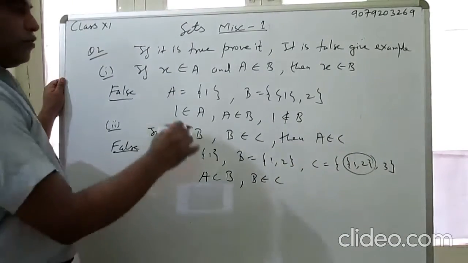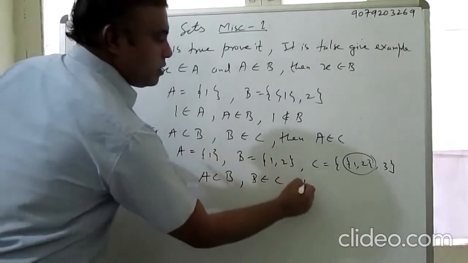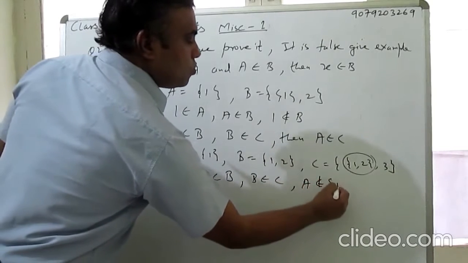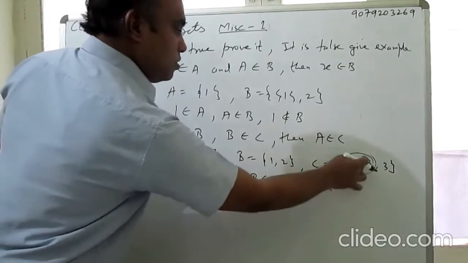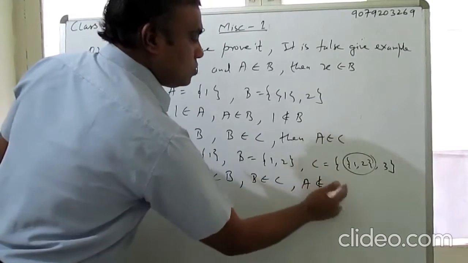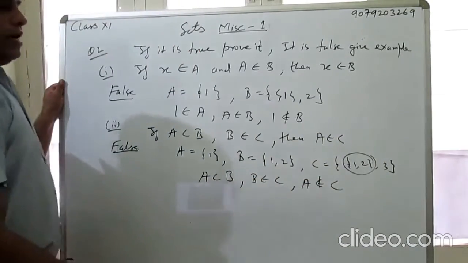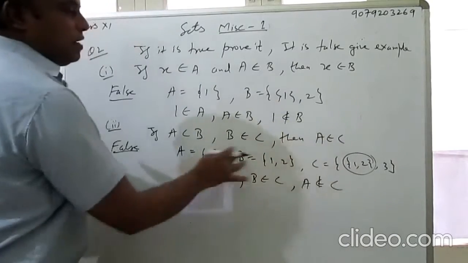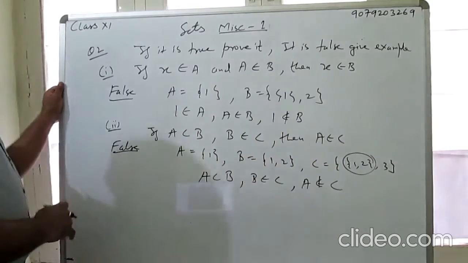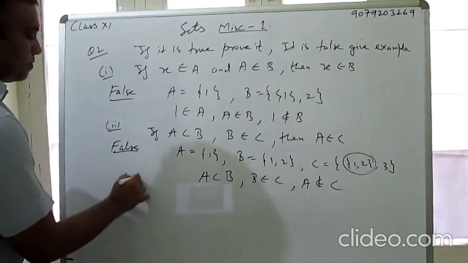Okay, now you can say that A not belongs to C. A not belongs to C लिख दीजिए, क्योंकि 1 के साथ 2 भी आ रहा है, पूरा 1 नया नहीं है. So it is false. Now I will take third part.